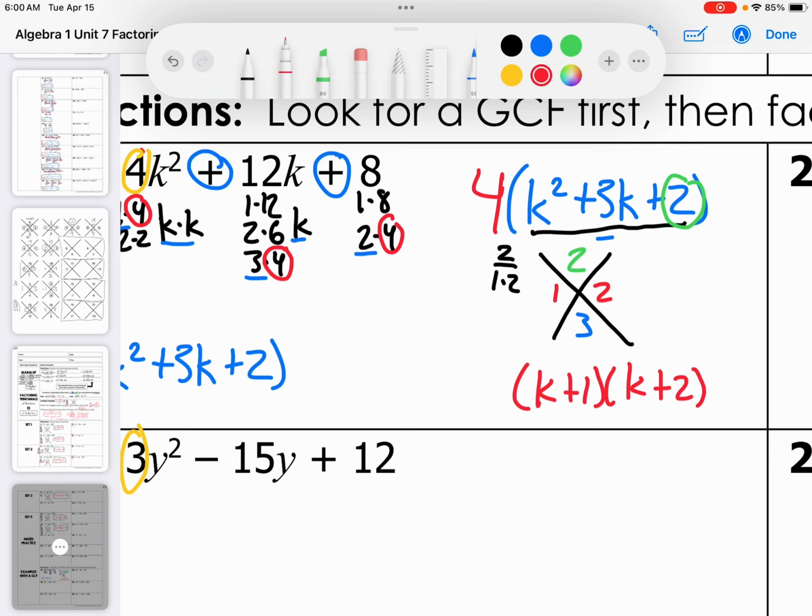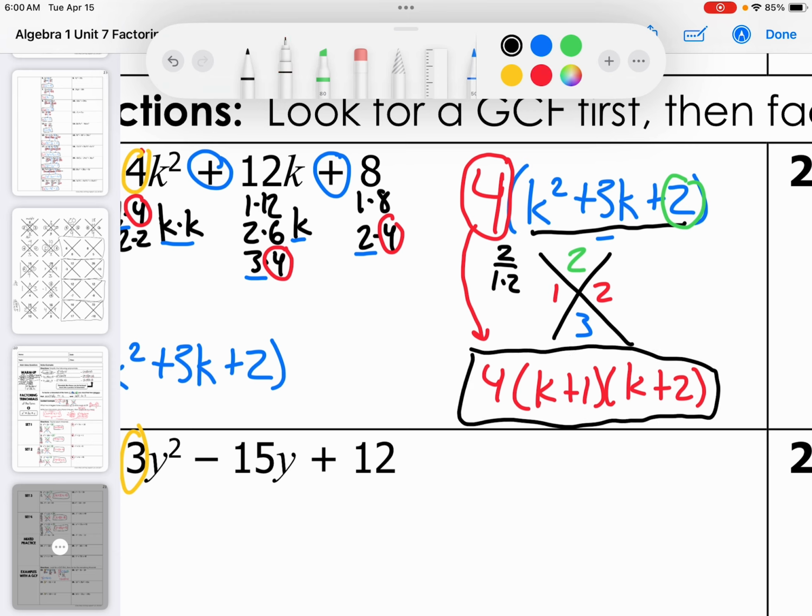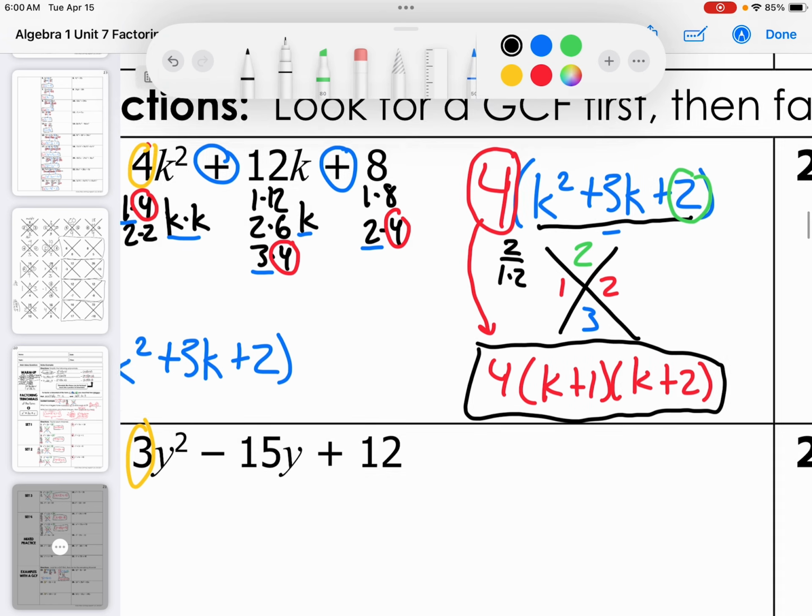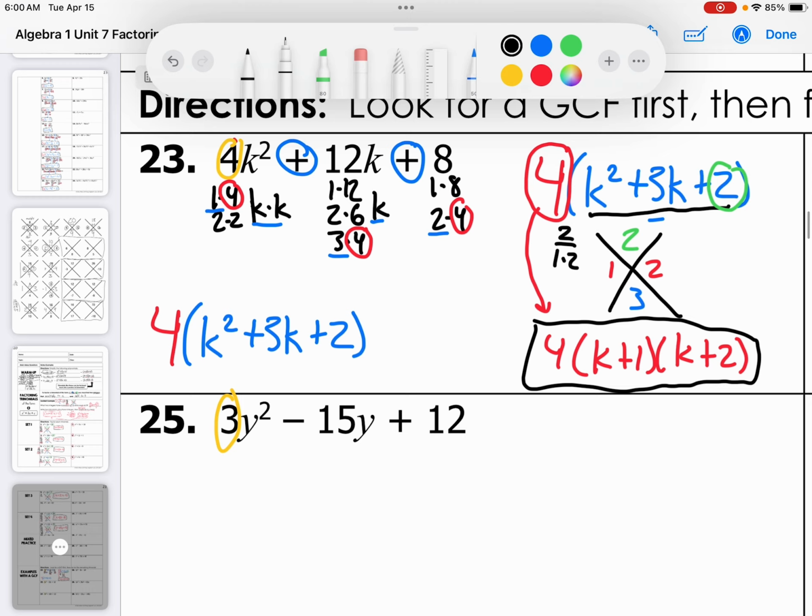which normally we would be done, but in this case, since we took out a 4 as the greatest common factor, we need to make sure to bring down that 4 into our answer as well. It's going to be 4 and then k plus 1 and then k plus 2. So I'll do number 25 as well.